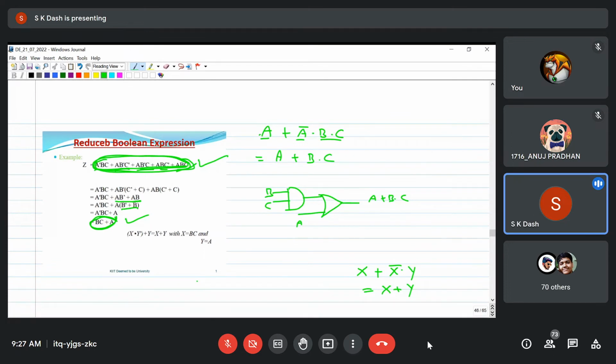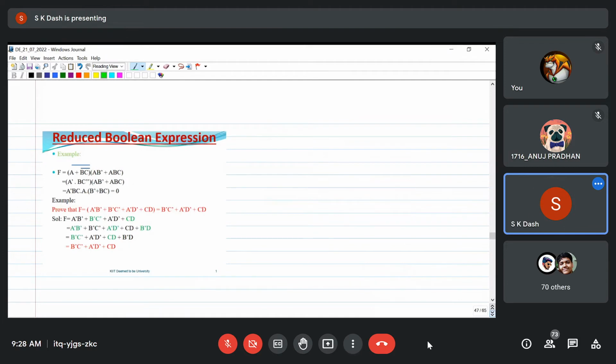Okay. So in this way you can reduce the Boolean expression. So many questions are available in your textbook. Okay. Or in other books also so many examples are available. So try to solve many questions. Okay. Try to minimize the expression according to whatever theorems you have studied. Okay. You'll be able to minimize that. Let us try to solve another one.